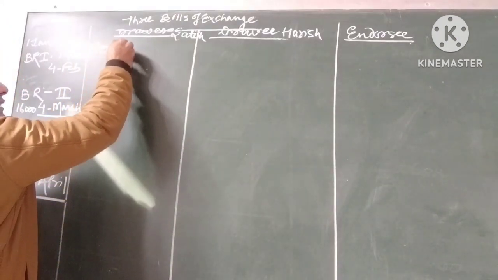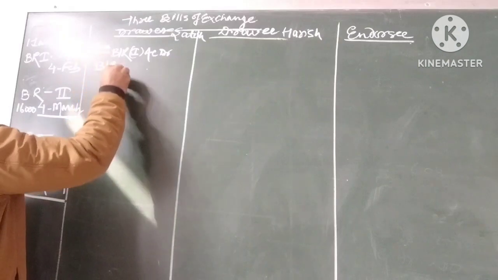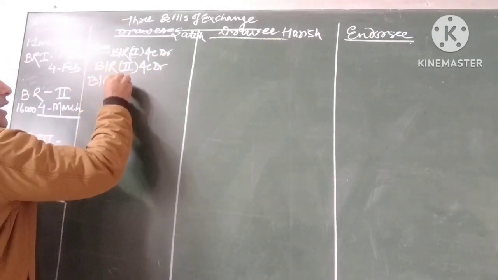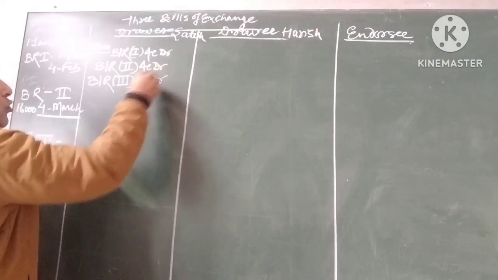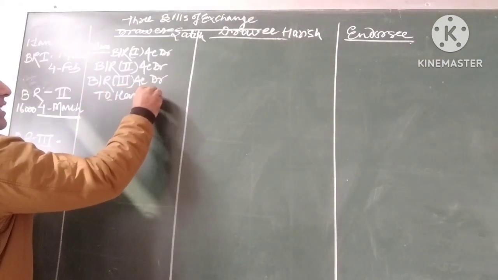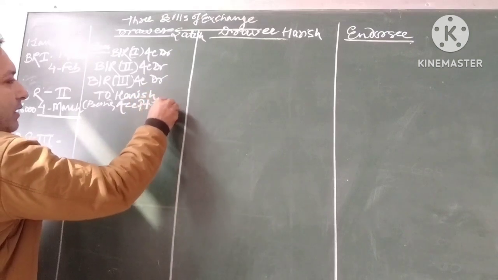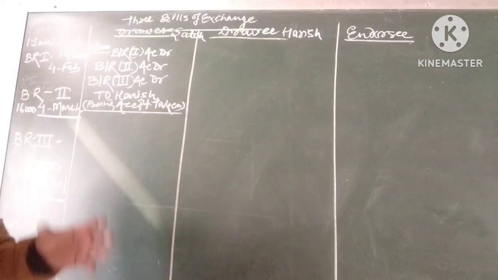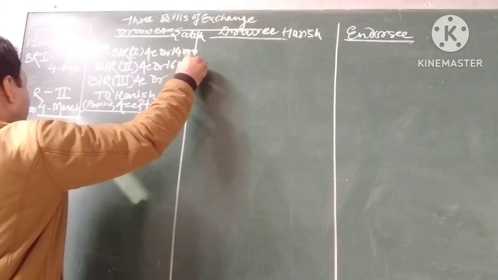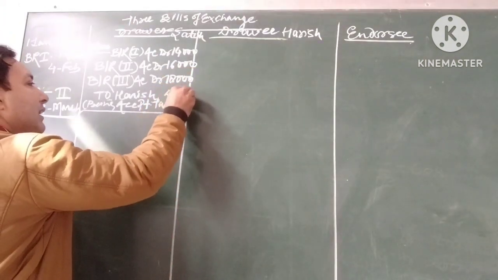So you have to write: Bills Receivable first account debit, Bills Receivable second account debit, Bills Receivable third account debit, to Harish, on whom the bill was written. Being acceptance taken. Is it clear? The first bill amount is 14,000, the next bill amount 16,000, and the last bill amount 18,000. The total will be 48,000.